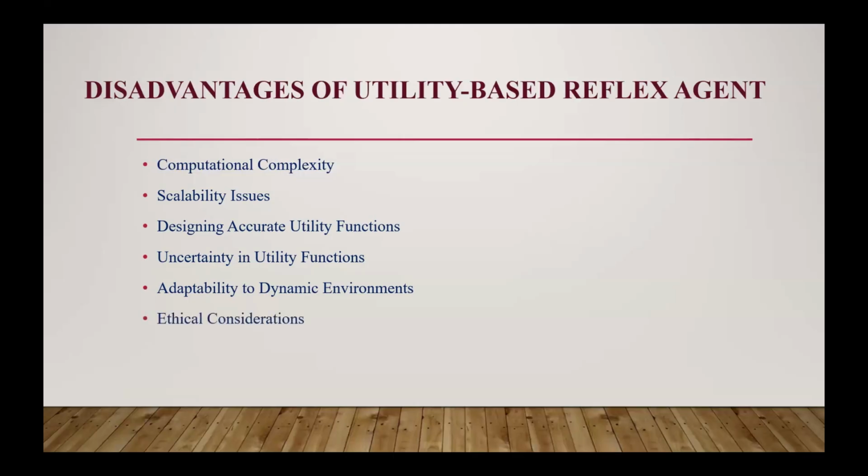Next one is the ethical consideration. As utility-based agents are deployed in more critical applications, ethical concerns come into the picture. We must ensure that these agents make decisions aligned with human values and ethical principles. Balancing different stakeholder interests and encoding complex moral considerations into utility functions present significant challenges. This is not that easy to do.